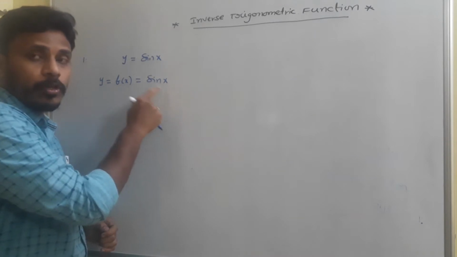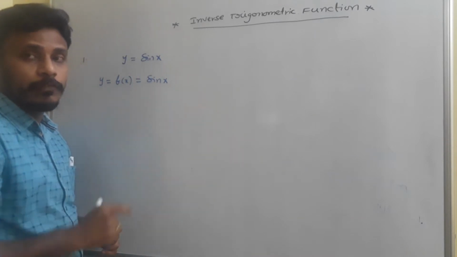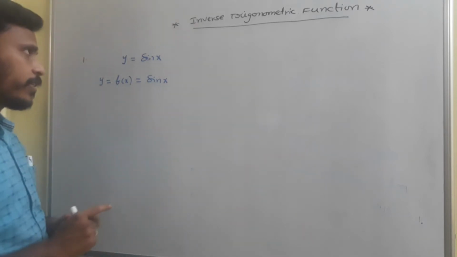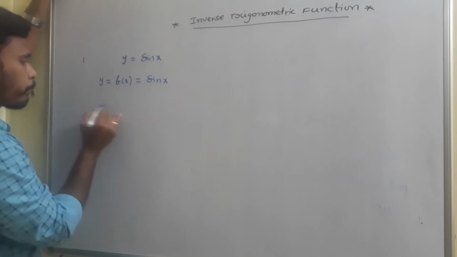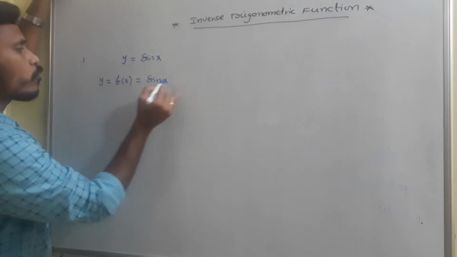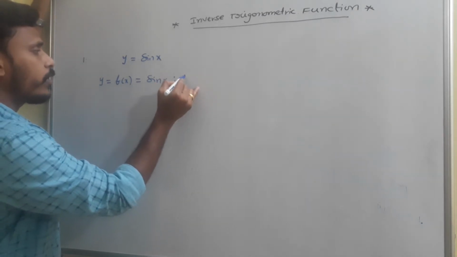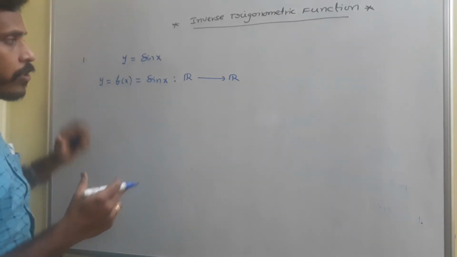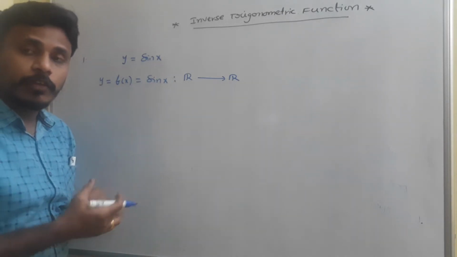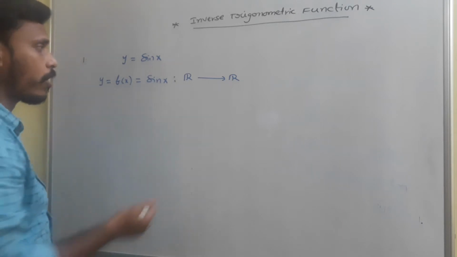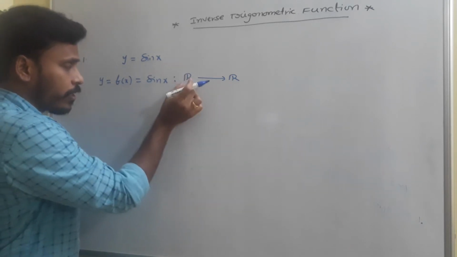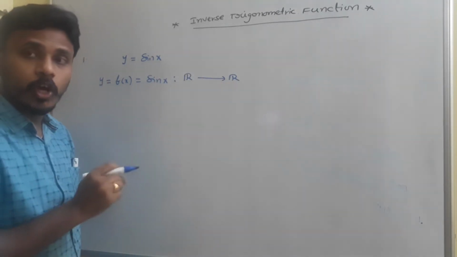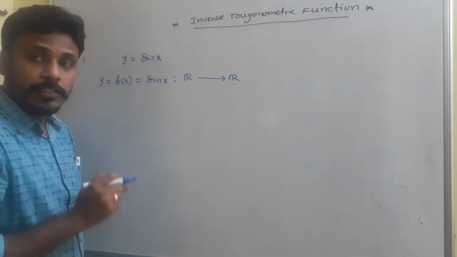This x is the input. What are the possible inputs for the function? And what are the possible outputs for the function? First of all, you need to analyze it. Suppose y is equal to f of x is equal to sin x is a function from real numbers to real numbers. First of all we need to check whether it is a function or not. The first set is real numbers, this is the domain, and this is the codomain. The second set is also real numbers. Is it a function or not?